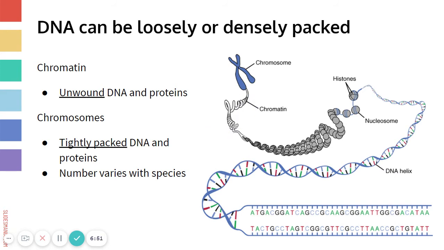But if the cell needs to be moving around its DNA, like if it's shipping it off to two different daughter cells and needs to keep track of all of the pieces that it has, then it's going to move into this condensed, densely packed chromosome form. And that just lets the cell keep track of where all of the pieces of DNA are and lets it move the DNA around more efficiently. So we've got chromatin and chromosomes as our two main forms that DNA can take depending on its packing structure.